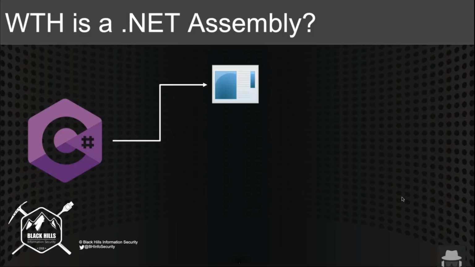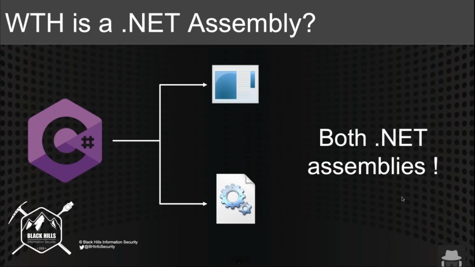Okay. Here is where things get a little bit interesting, because if you compile C# into a DLL, that DLL is also a .NET assembly. So from the .NET framework's perspective, the .exe and the .dll are the same exact thing, because they both have been compiled from a .NET language, which in this case is C#. So that's a key distinction.